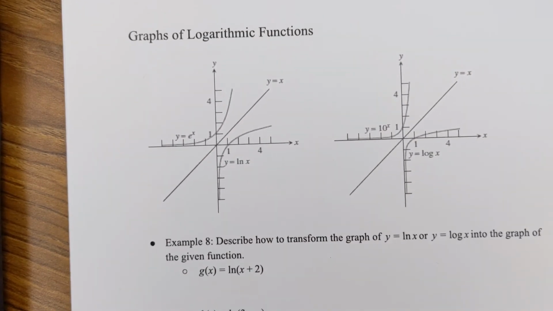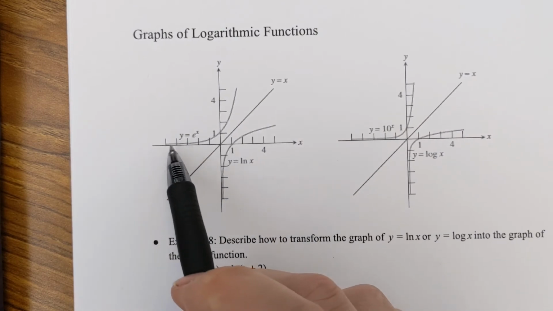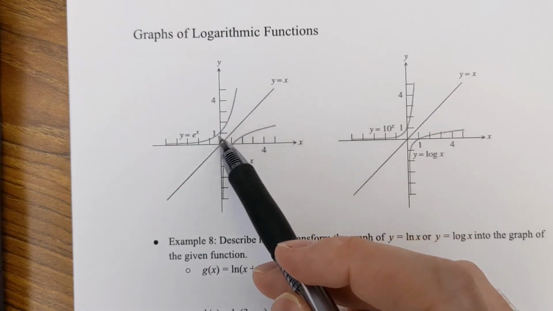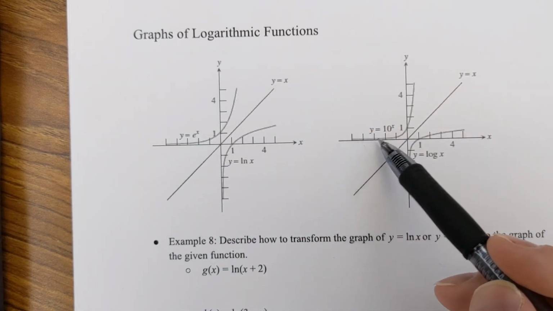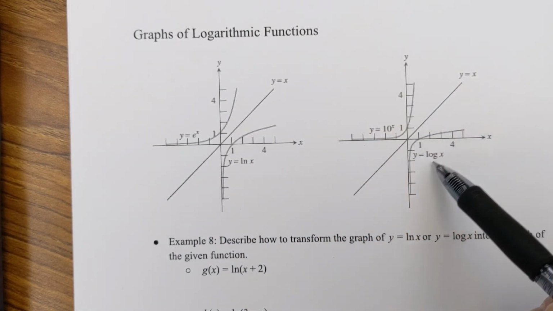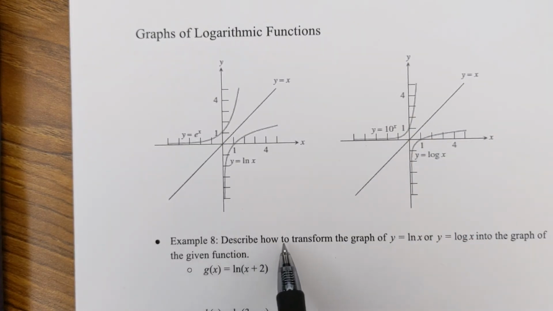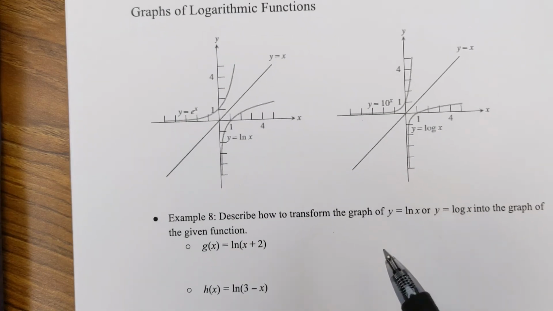All right, so here we've got the graphs. Here's e to the x and ln x, so they're inverses because they're reflected across the line y equals x. Here's 10 to the x and log base 10, or common log, so inverses again. Here it says describe how to transform the graph. Okay, so same rules as before.